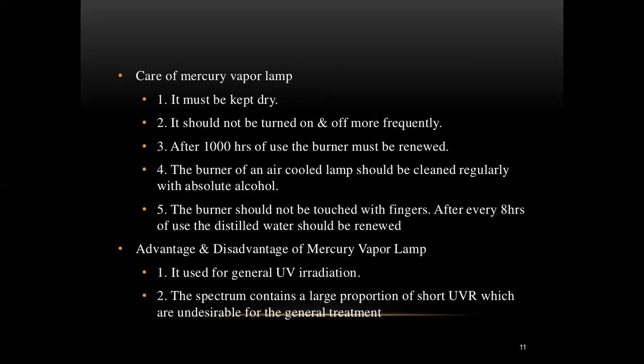The advantages and disadvantages of the mercury vapor lamp. First, it is used for general UV irradiation. Second, the spectrum contains a large proportion of short UVR, which is undesirable for general treatment.